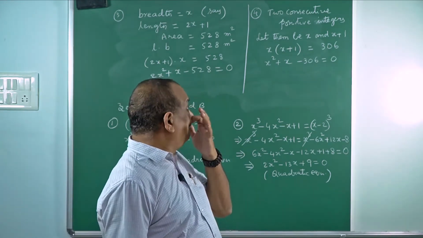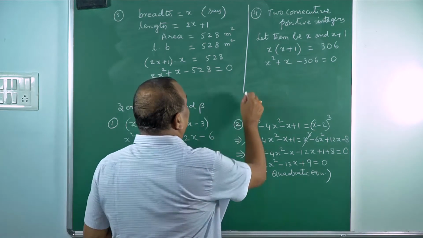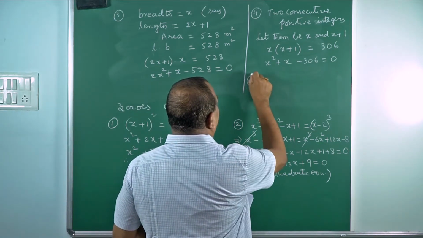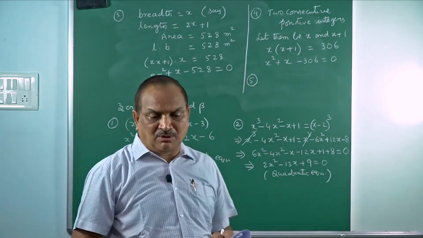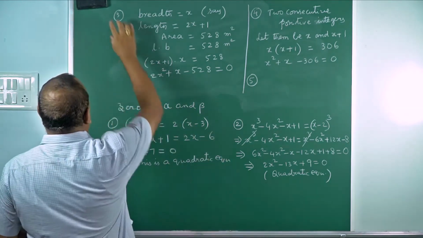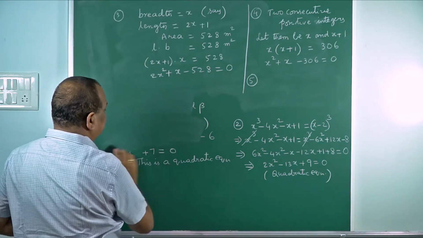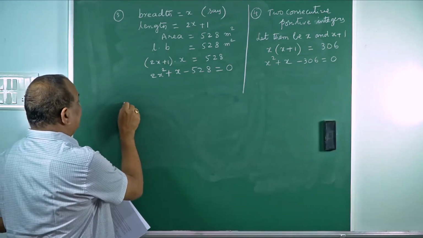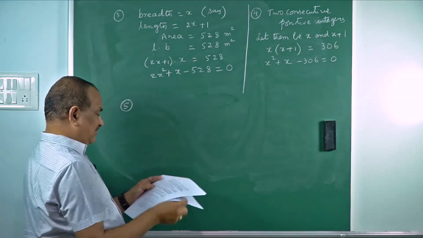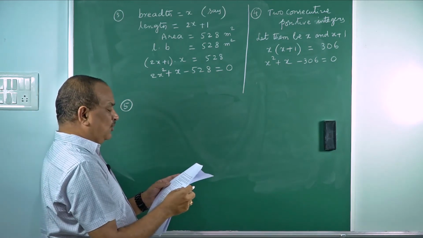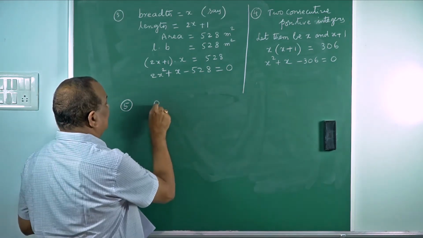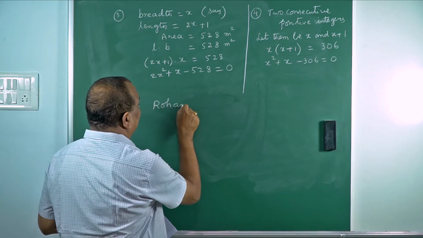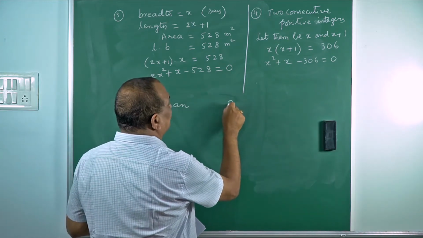Now here, I want to tell you a general understanding of your age problems. I'll just take off the first two sums. Age problems, when you work out, this is my fifth problem. And we have two people, Rohan and Rohan's mother.